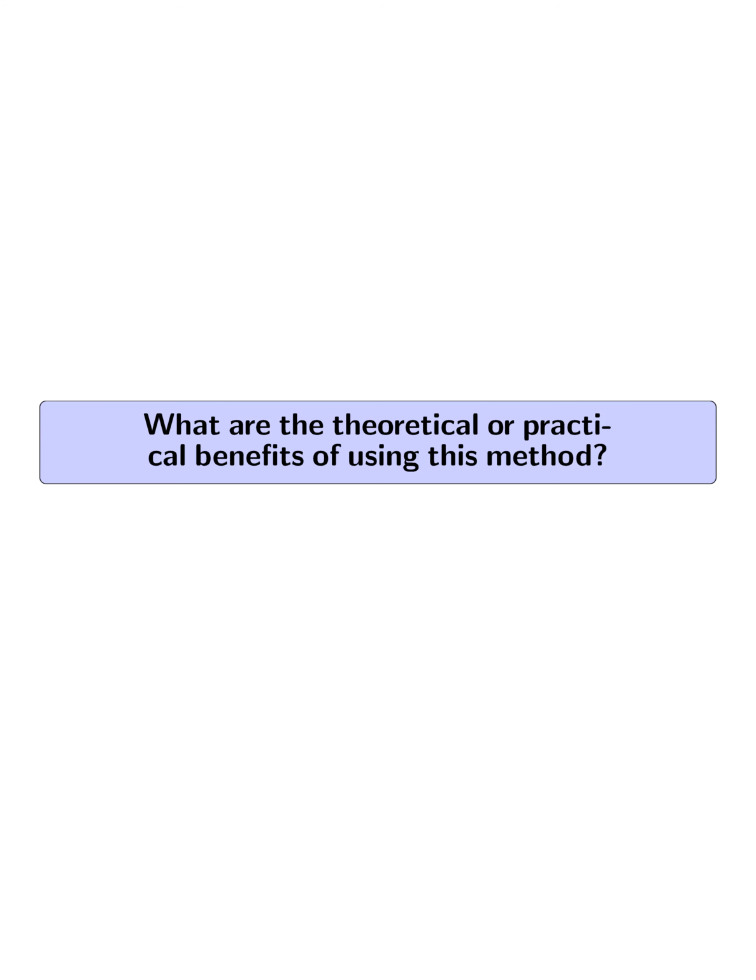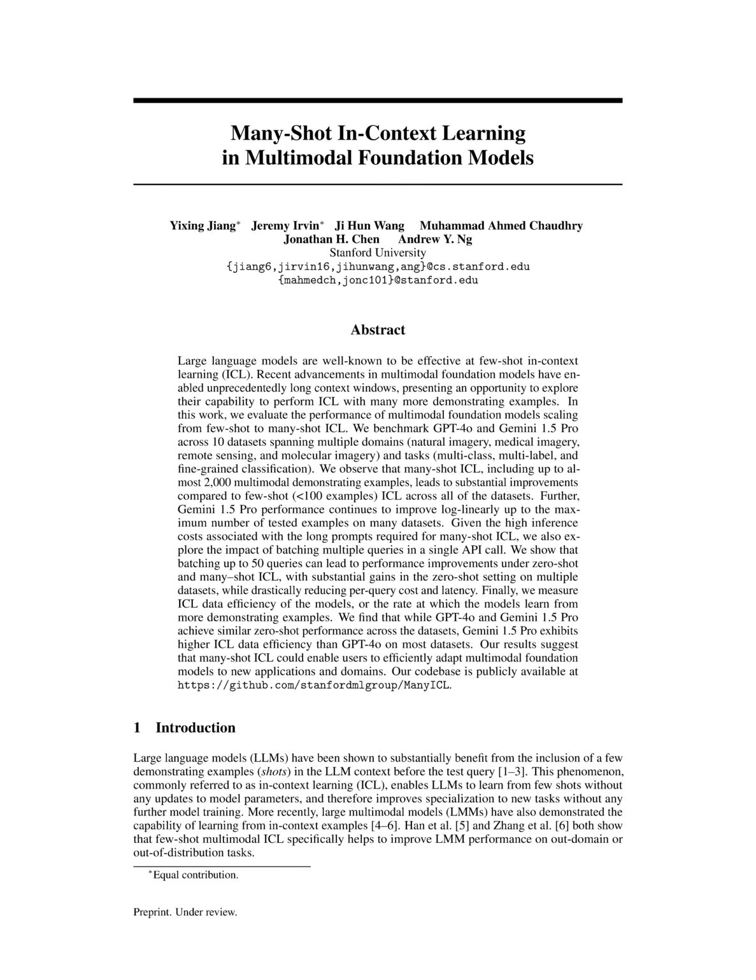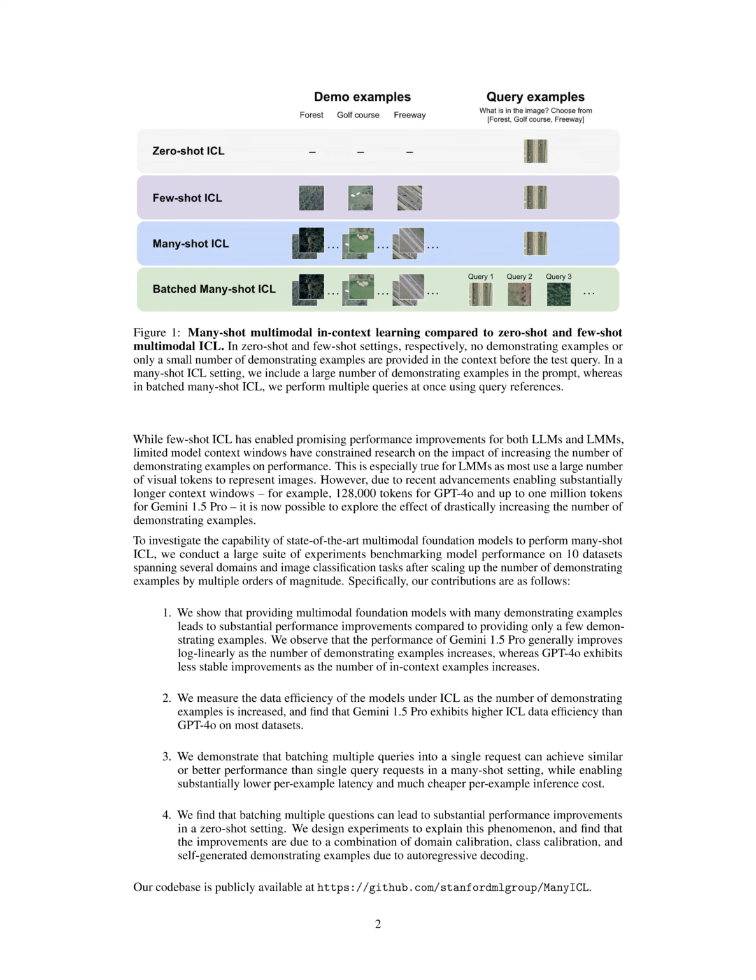What are the theoretical or practical benefits of using this method? The theoretical and practical benefits of using the many-shot in-context learning ICL method with large multimodal models include substantial performance improvements without the need for model parameter updates, leading to enhanced specialization to new tasks without additional training. This method allows for scaling up the number of demonstrating examples by multiple orders of magnitude, resulting in significant performance enhancements across various datasets and image classification tasks.